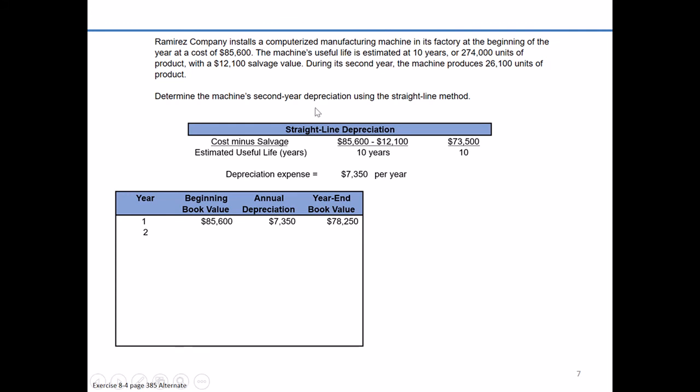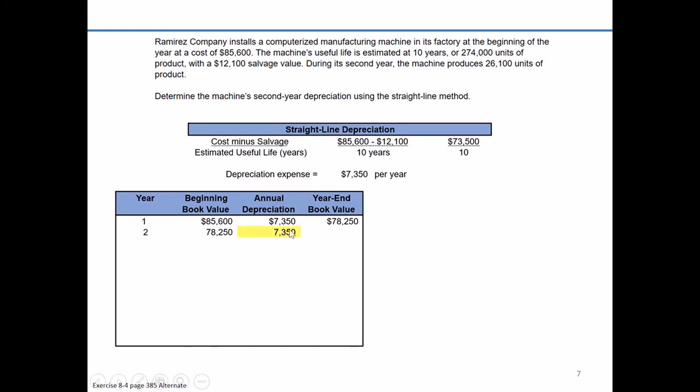We want a depreciation expense for year two, so we had to do a little bit of work to get there. Again, the beginning of year book value is going to be the prior year-end book value, $78,250. Every single year, this is straight line. Every year we're going to record an additional annual depreciation of $7,350.